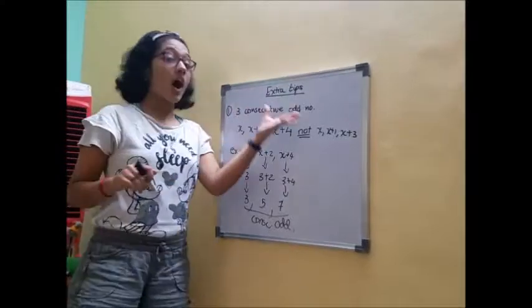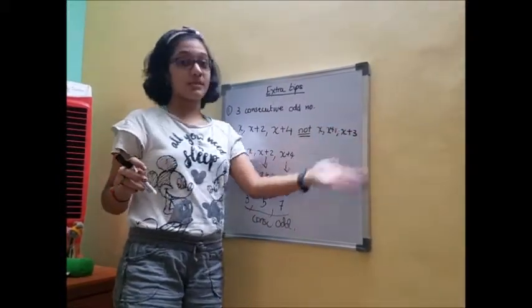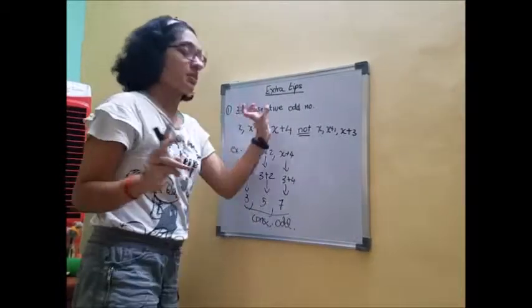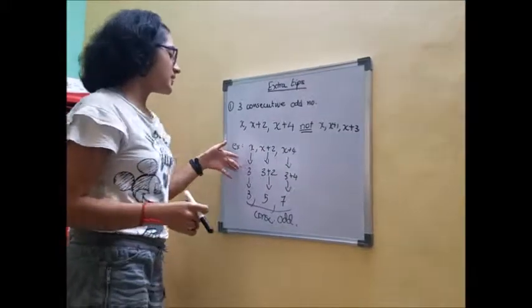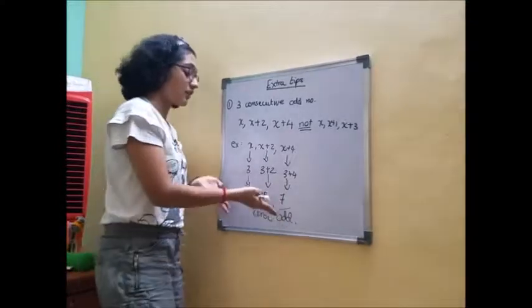For consecutive odd numbers, you might think that you have to use x plus 1 and x plus 3, but it is not. It is still x plus 2 and x plus 4. Because as you can see in this example, when I take x as 3, 3 plus 2 and 3 plus 4, you get 3, 5, and 7, which are consecutive odd numbers.